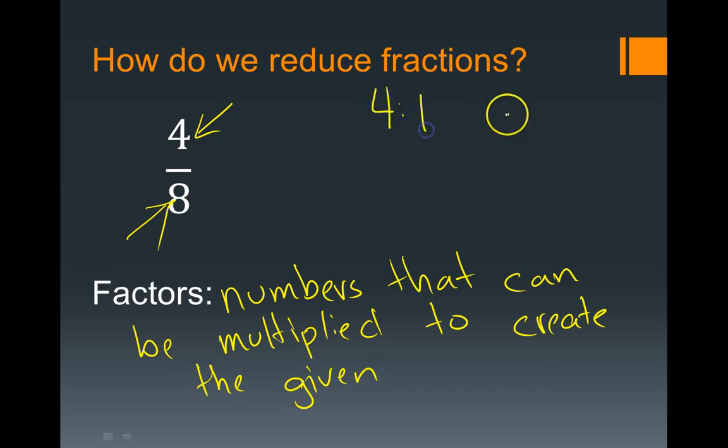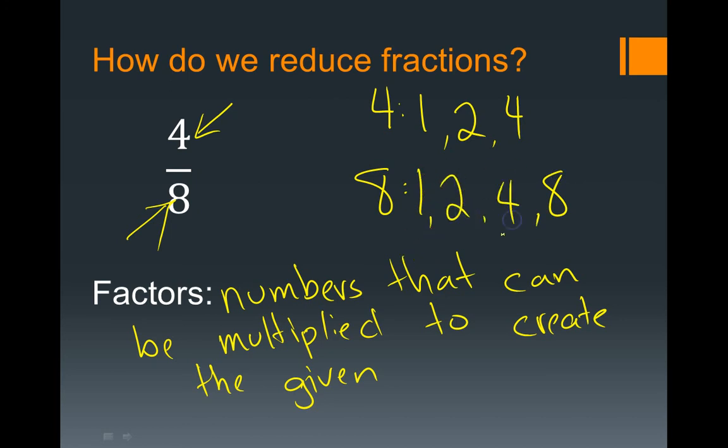Well, I know 1 and 4 are factors, because 1 times 4 is equal to 4. 2 is another factor because 2 times 2 is equal to 4. Let's look at 8. What are the factors of 8? Well, 1 times 8 is equal to 8, and 2 times 4 is equal to 8. So they're whole numbers, integers, that can be multiplied together to give that number. Those are factors.